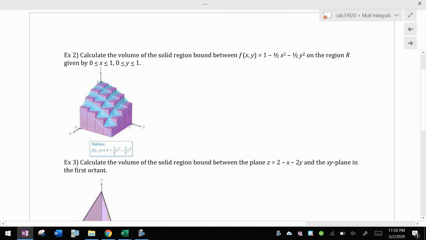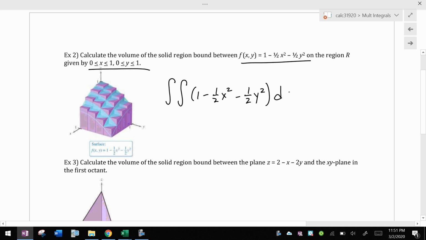So in example 2, it says calculate the volume of the solid region bound between this thing and the region R given by 0 to 1 in x and y. This one, super simple. I make my double integral. My integrand is 1 minus 1/2 x squared minus 1/2 y squared. And then I have dy dx or dx dy. I'm not sure yet. So how do you pick the order?